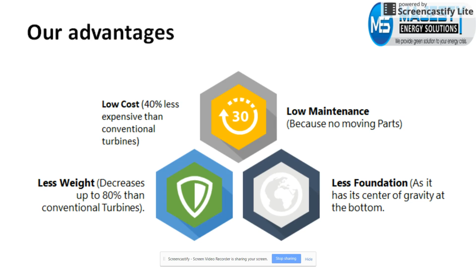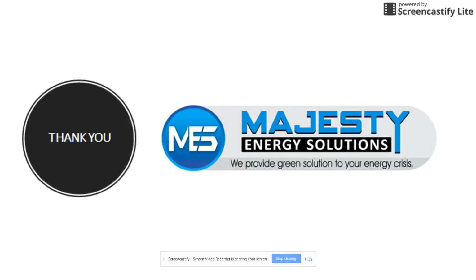It has low maintenance since it has very few or no moving parts. It needs less foundation as it has its center of gravity at the bottom. Also, it is not injurious to any birds or bird life or any flying objects. Since it does not have any moving parts, all the birds are safe. Now, considering all the above advantages, our aim is to promote renewable energy and replace the traditional windmill.